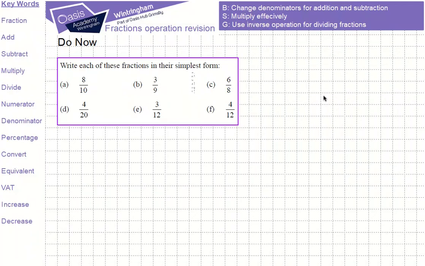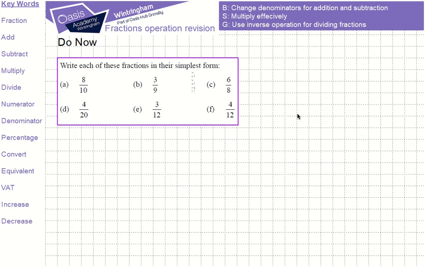Hello, in this video we're going to revise fractions operations. It's really important that we go over this today to revise how to add, take away, multiply and divide fractions before next lesson, where we're going to look at applying fractions to real life situations.